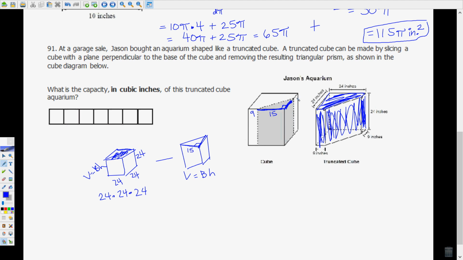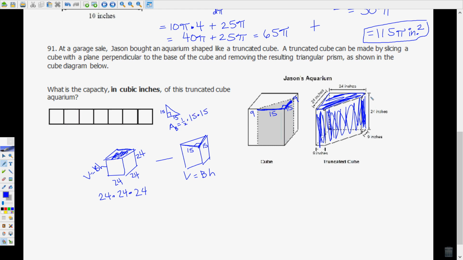Same with the other one. This piece is 9, so that leaves this piece to be 15. So we have what we need to find the area of the base. It's a 15 base and a 15 height for the triangle. So the area of my triangle, which is the B, is 1/2 base times height.